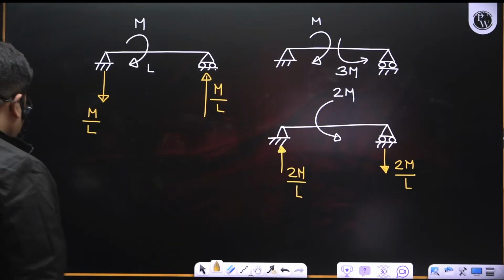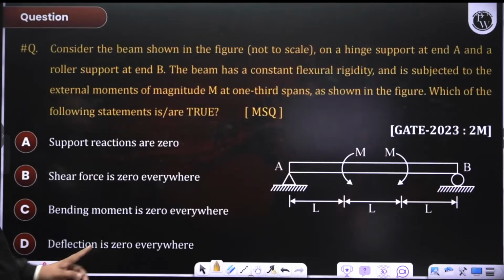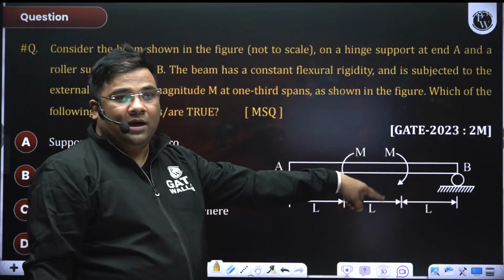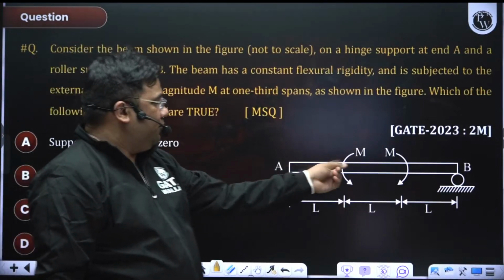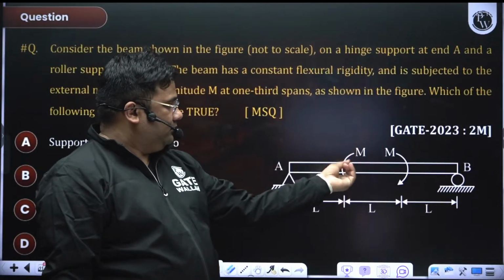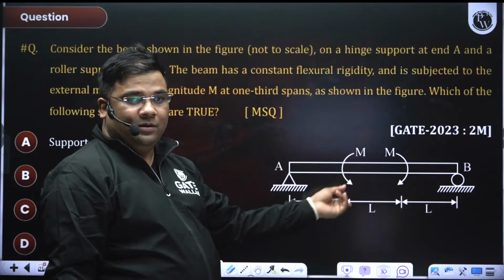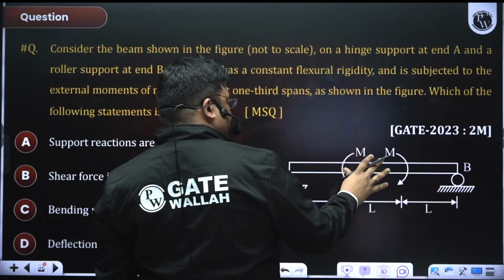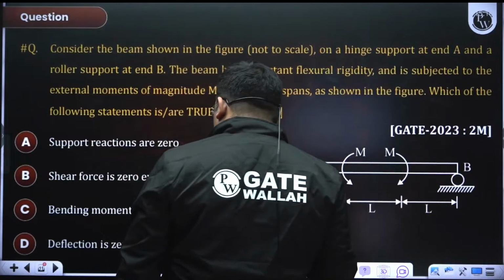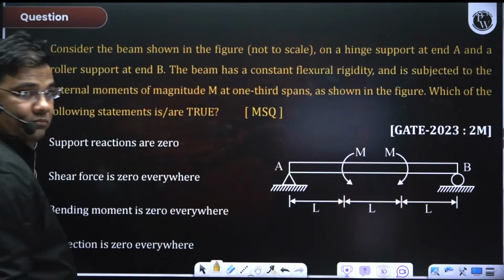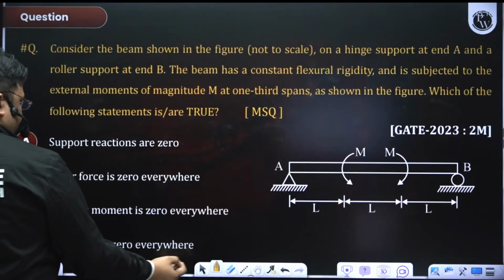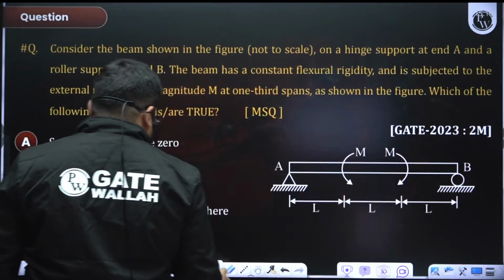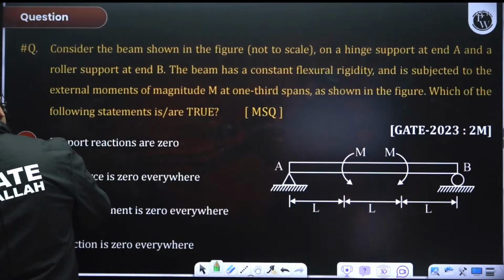Now in this question, what has happened? These both moments are opposite to each other and they are the same. So the net moment is 0 here. If the net moment is 0, the reaction at the supports will be 0. There is no reaction in the support. So the first option is correct.